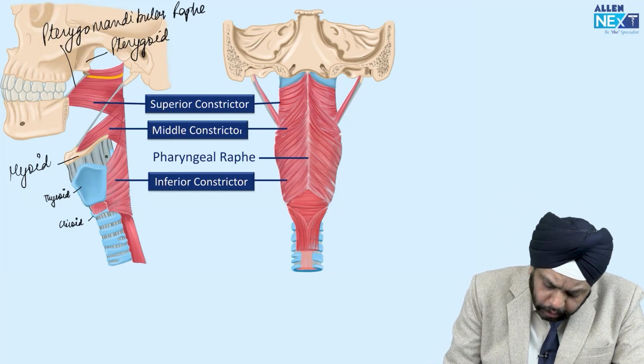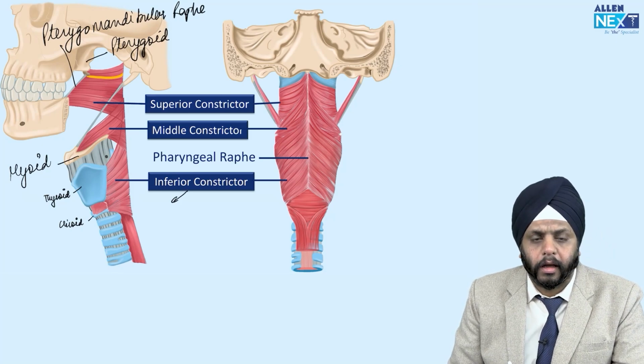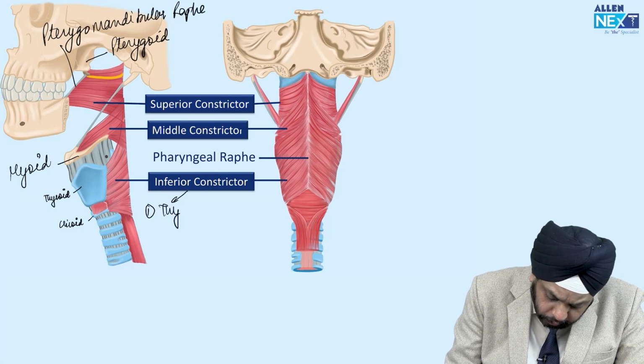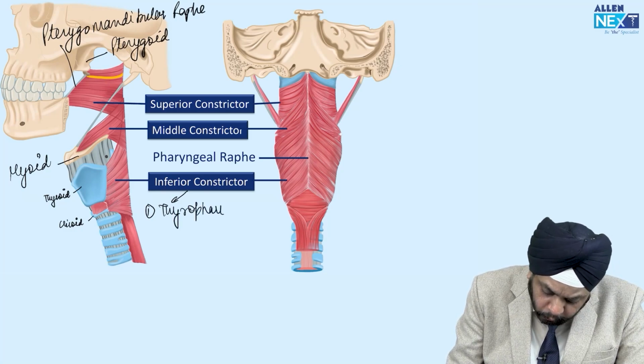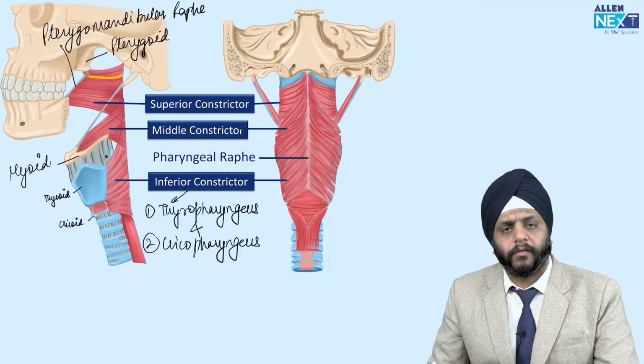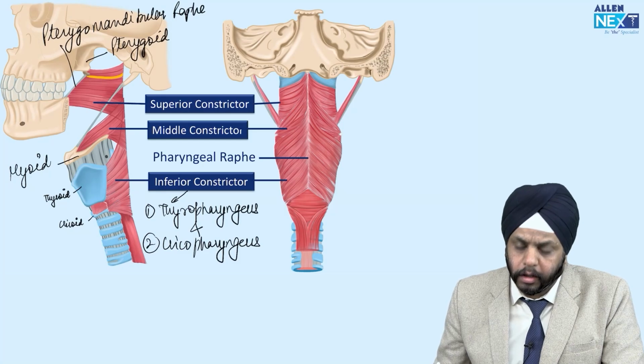So therefore, this inferior constrictor muscle has two different parts. They are known as thyropharyngeus and cricopharyngeus. Okay, so there are two different parts, thyropharyngeus and cricopharyngeus.